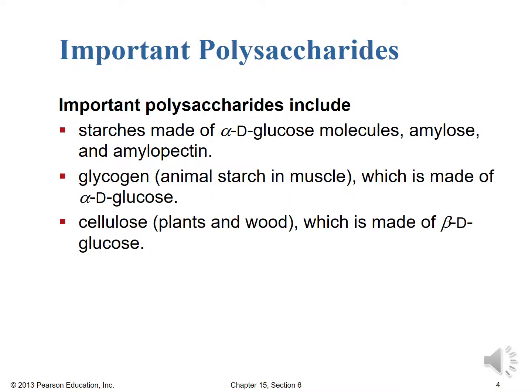So, of course, not to offend the other polysaccharides out there, but our important polysaccharides include starches made of alpha-D-glucose molecules, amylose and amylopectin. There's also glycogen, which is an animal starch in muscle, which is made of alpha-D-glucose, and then cellulose, which is in plants and wood, which is made of beta-D-glucose. So notice we tend to have glucose as our key monomer in our important polysaccharides.